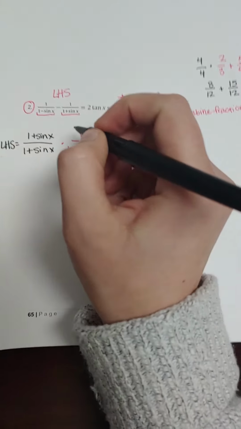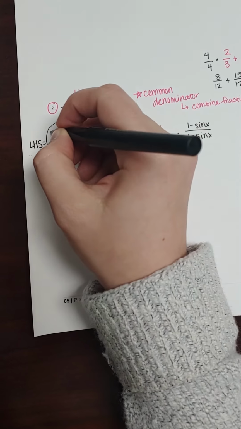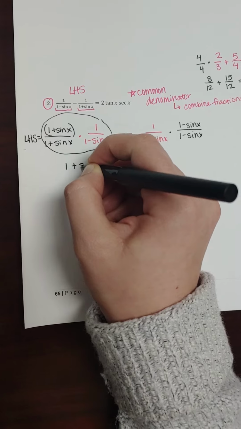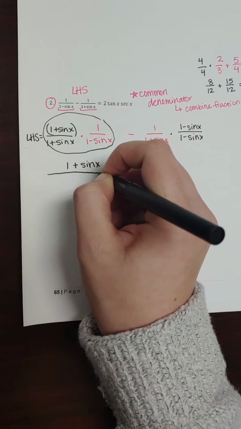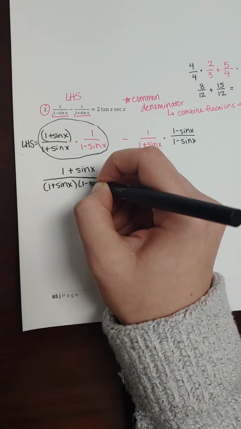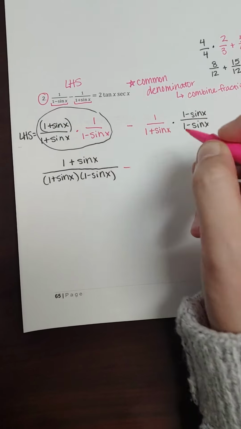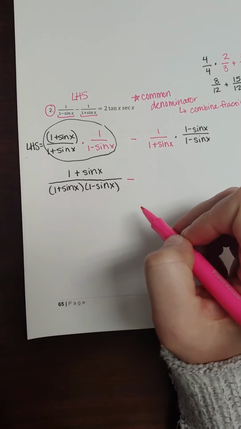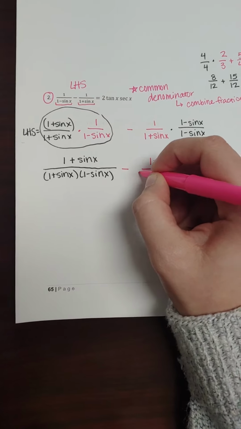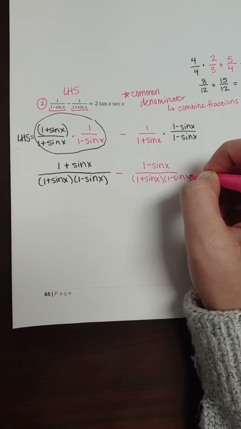So now I'm going to just multiply each of these on their own. You don't have to show the circles, but I'm just showing you to know what you're doing. So I'm doing 1 plus sin x times 1. So my new numerator is actually going to be 1 plus sin x. And my denominator is going to be 1 plus sin x times 1 minus sin x. Then on the other side, I have a minus. And then I'm doing 1 times 1 minus sin x. So I'll still have 1 minus sin x on top over 1 plus sin x times 1 minus sin x.